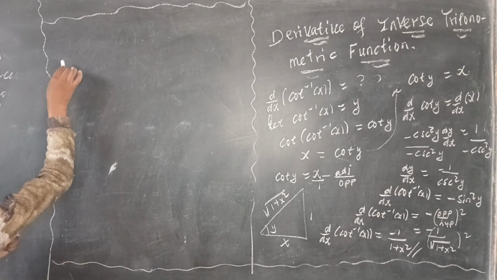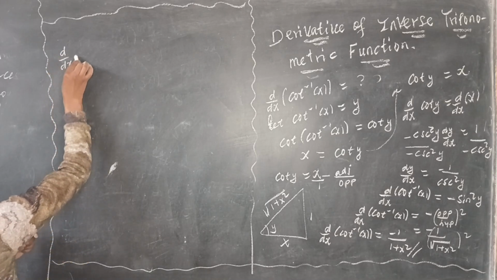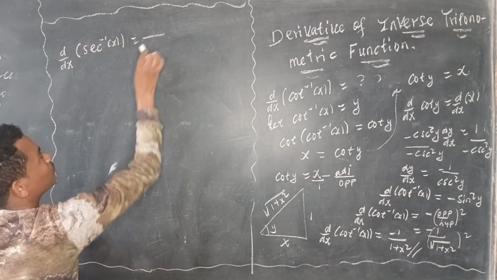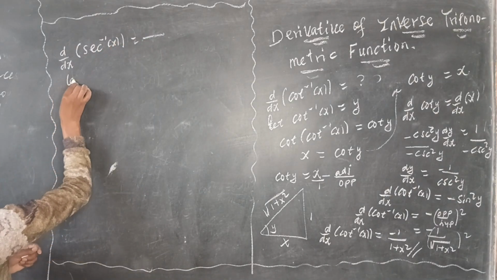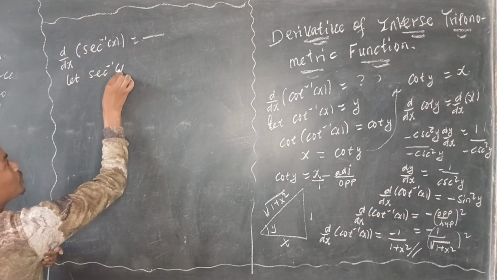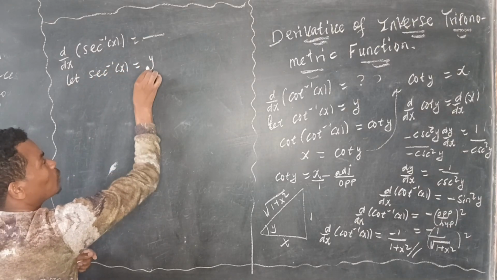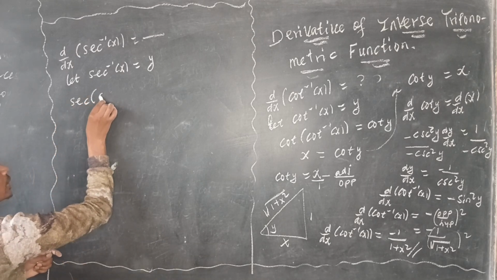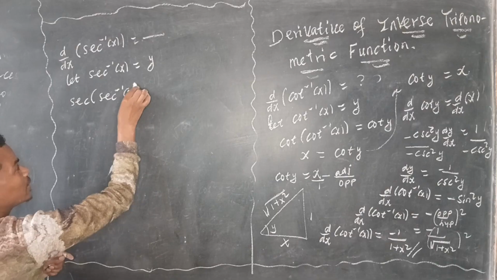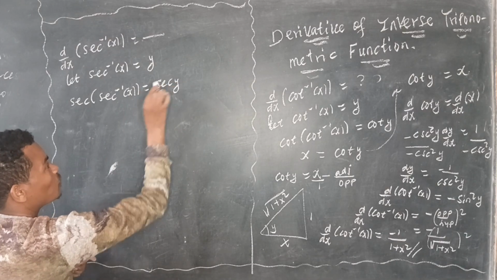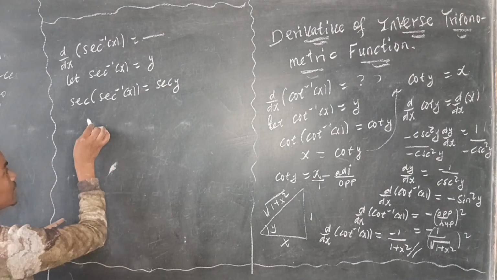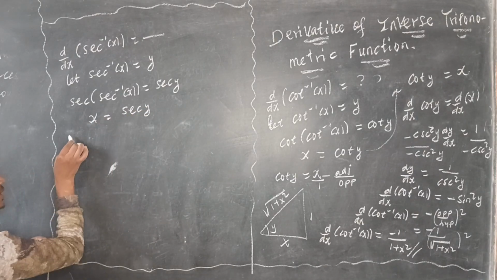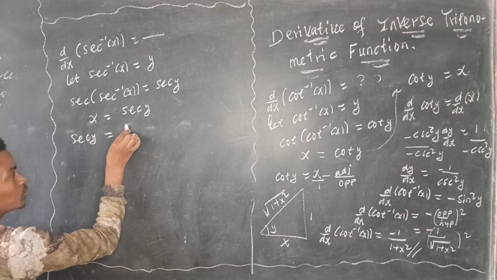The fifth one is d by dx of sec inverse of x is equal to plus. Now again let sec inverse of x be equal to y. Let's take sec of both sides. Sec into sec inverse of x is x, which is equal to sec y. That is sec y is equal to x.